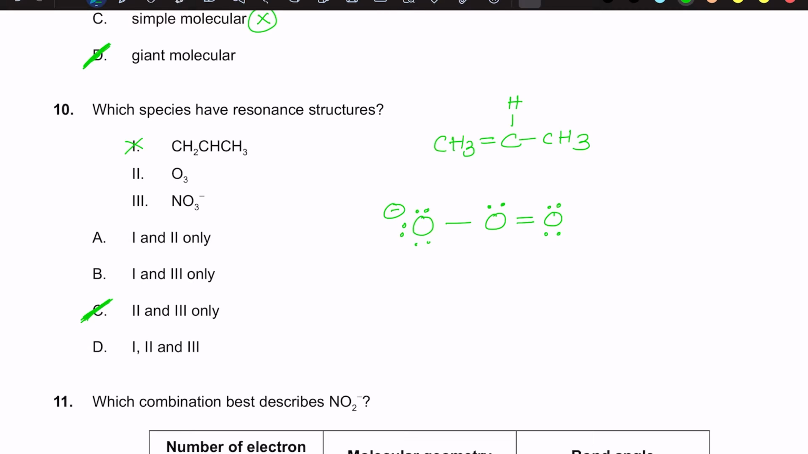So how does the resonance work? Basically, the electrons will come here while the double bond here will open up, and this will be the other resonating structure. Here there will be a positive charge on this oxygen, hence the net charge is 0. So these are the two resonating structures of your ozone, O3. For NO3 minus, the structure looks like this.